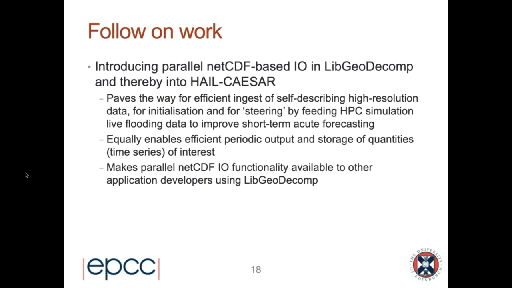within Hail Caesar. Because what that will allow us to do is, first of all, for initialization, it'll be a better solution than the one I mentioned as a workaround, because ultimately with this increased amount of high resolution data, we don't want to be working with these DEM digital elevation model files, which are actually ASCII, right? So the community is moving towards, as is common in a lot of earth sciences, NetCDF based data, which is useful because it's self-describing and it's amenable to parallel IO. So this is really the direction that we're moving in, and we're practically taking LibGeoDecomp and thereby Hail Caesar in that direction to make it much easier to read in large amounts of topographic data.